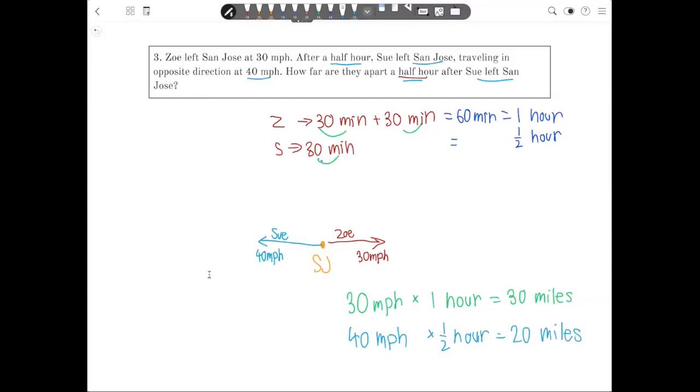And then after half an hour, it's going to be something like this. Zoe will be 30 miles here, and then Sue will be here, 20 miles. This is the final position I just drew. So then they're going to be 50 miles apart, right? 20 plus 30, 50 miles. Any questions?